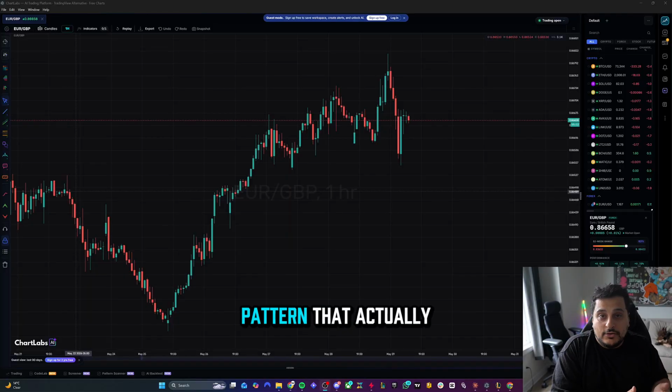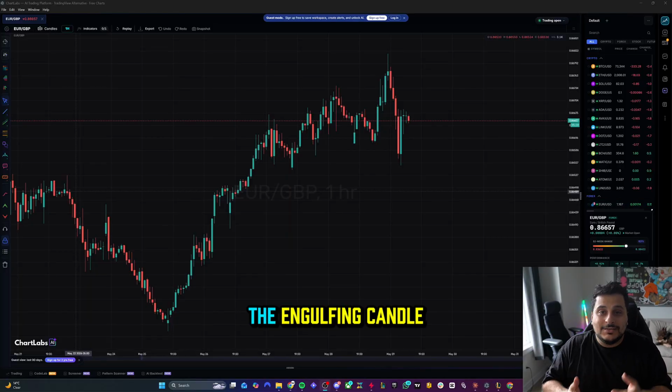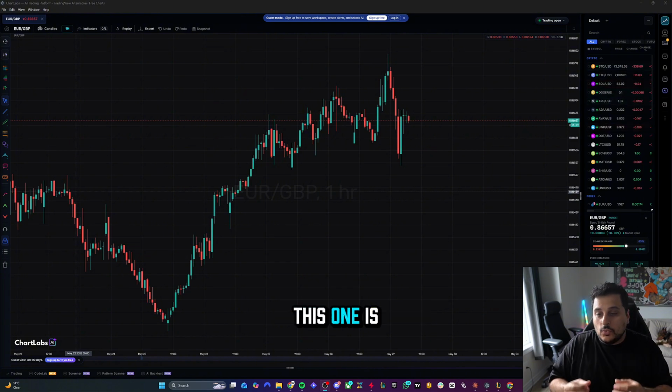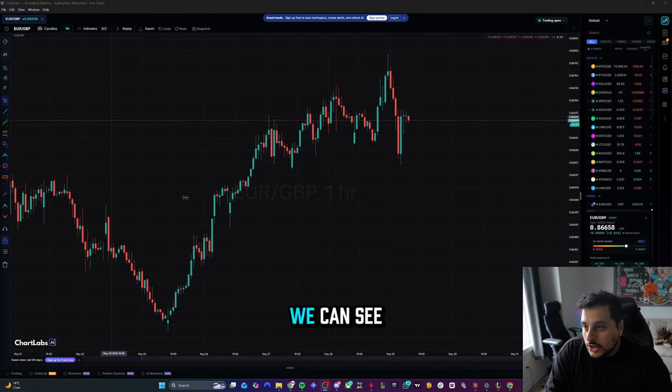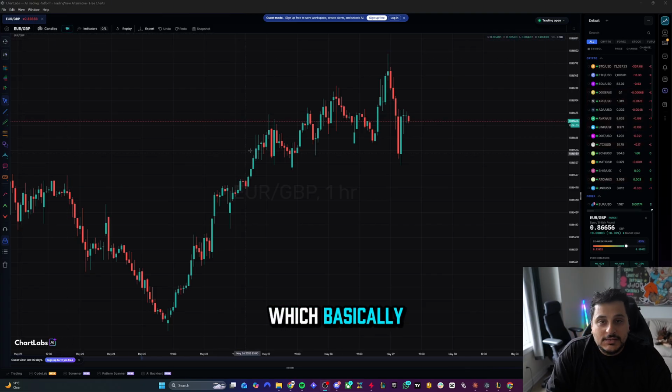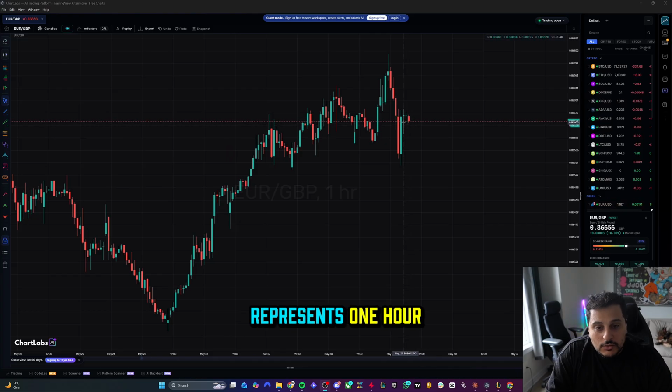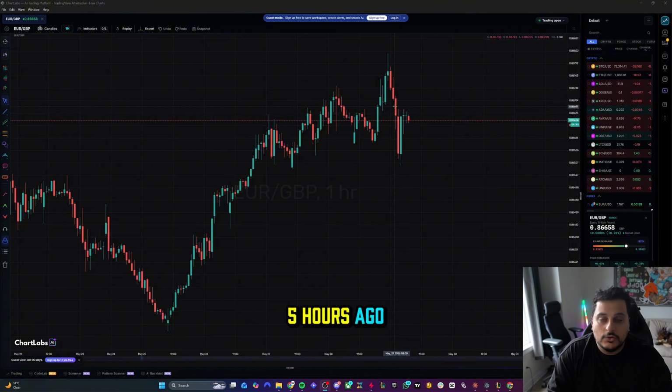So the first pattern that actually matters, this is called the engulfing candle. This one is very easy to spot on your chart. And let me show you exactly what that looks like on a chart right now. So over here, we're looking at Euro GBP. This is a Forex pair. We're on the 1 hour time frame right now, which basically means that every single one of these candles represents 1 hour of time, right? So this is current 1 hour. This is 1 hour ago. This is 2 hours ago, 3 hours ago, 4 hours ago, 5 hours ago, etc.